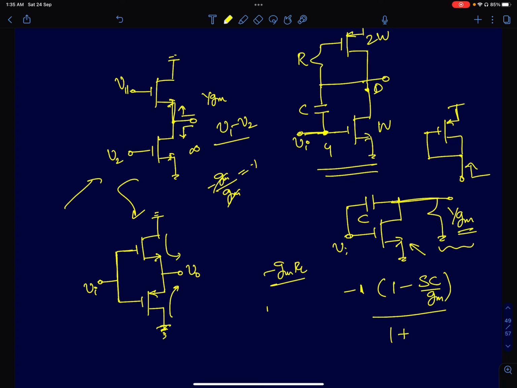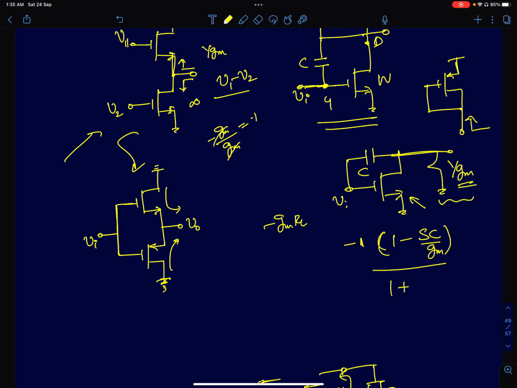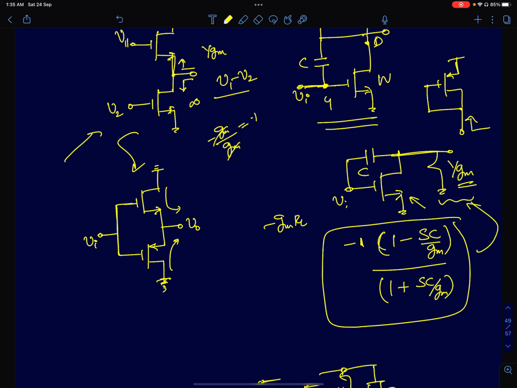So the transfer function will be 1 minus SC upon GM, divided by 1 plus SC by GM. This will be a right half plane zero. Okay, so I'm not spending time talking about it because I'll refer you to the previous lectures. You can go through the lectures on analysis of common source amplifiers and find these results. I've already spent time there, so I'm not spending any time now. This is the transfer function of the circuit here.